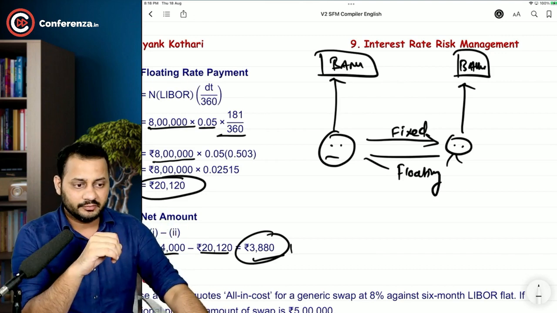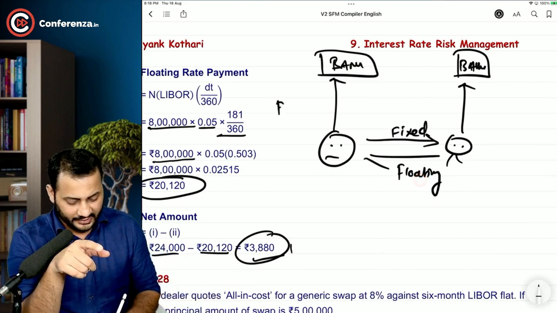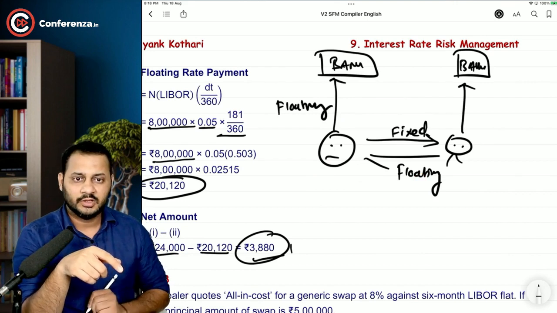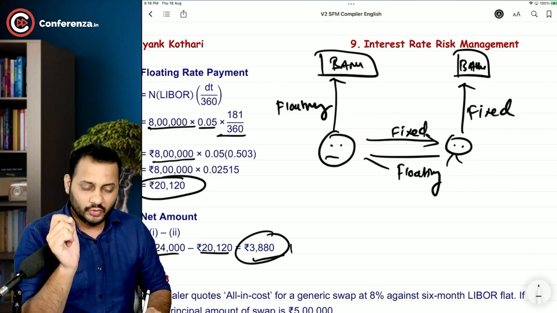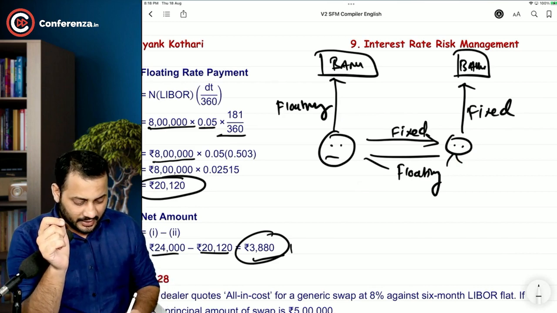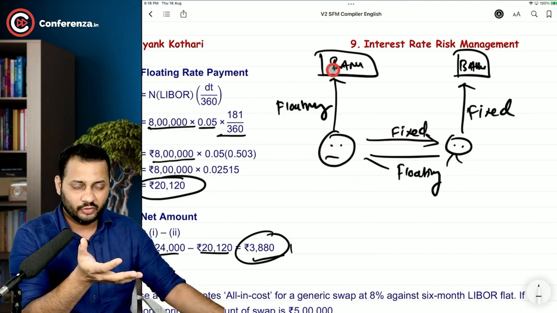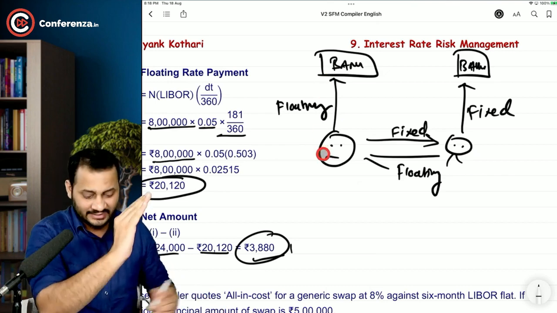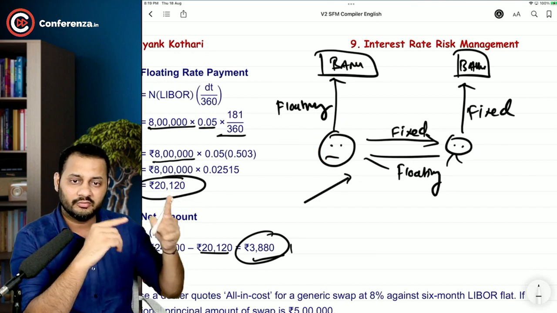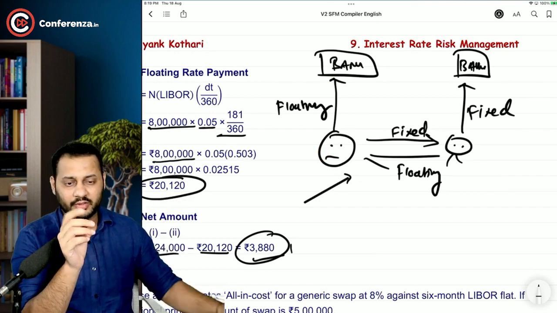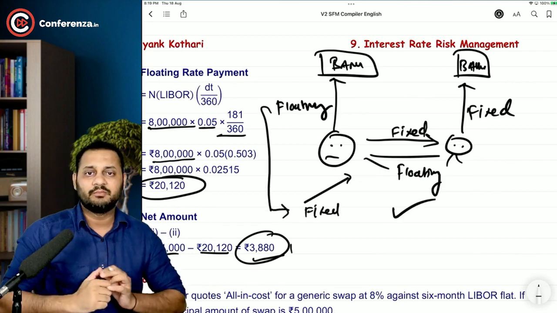Simply saying, if this first party is receiving floating, that means he is paying floating to the bank. And if this party is receiving fixed, that means he is paying fixed to the bank. So what exactly is happening is this first party has taken a floating rate loan from the bank and he is now worried about the rising interest rate. To the floating rate buyer, rising interest rate is a thing to worry about, and that's why he wanted to shift to a fixed payment. And then this is the swap that we have arranged.